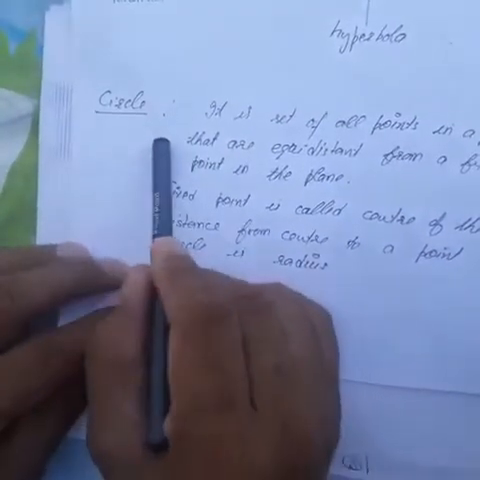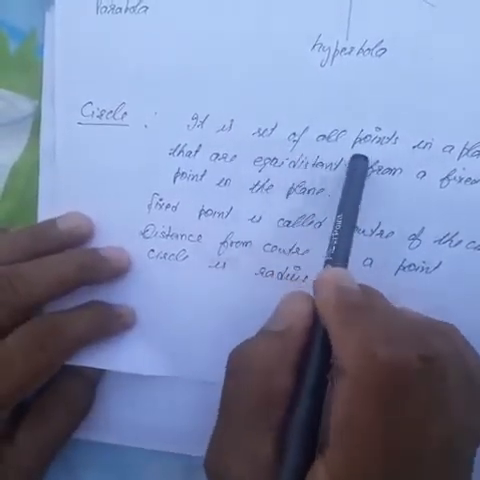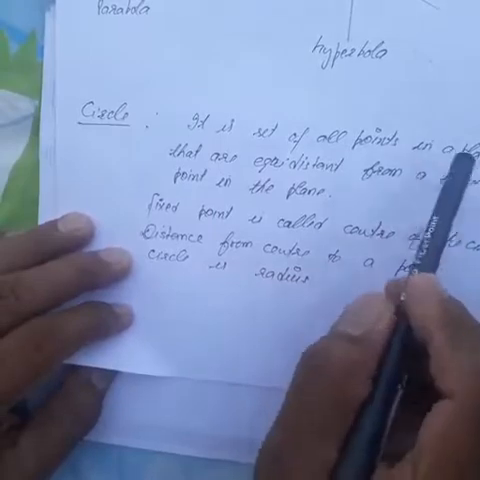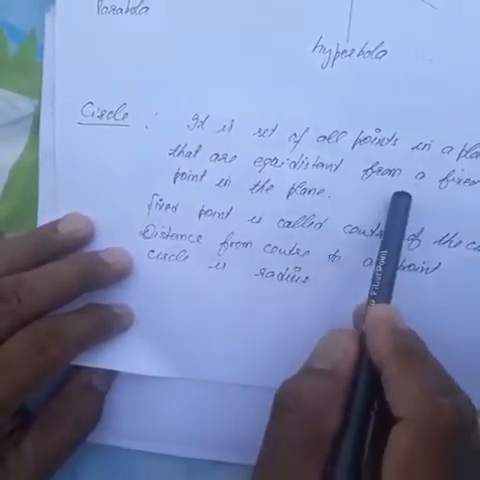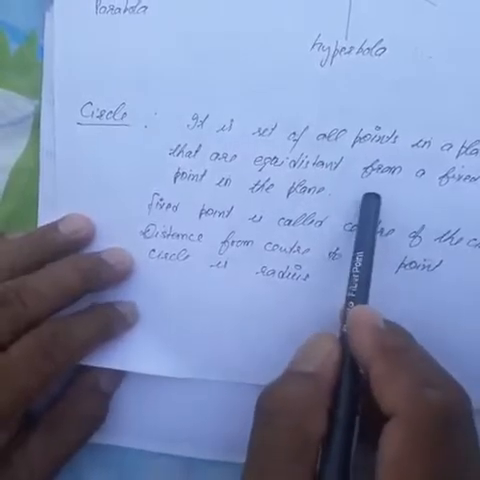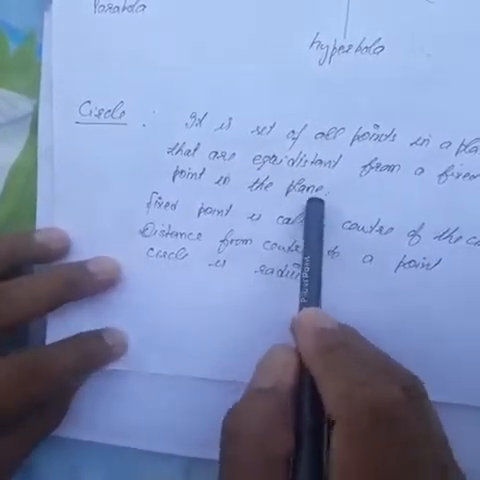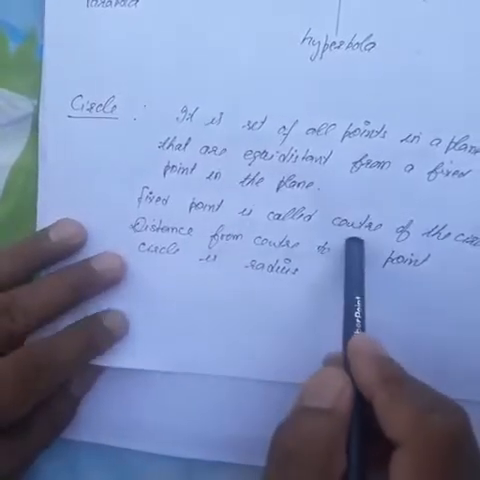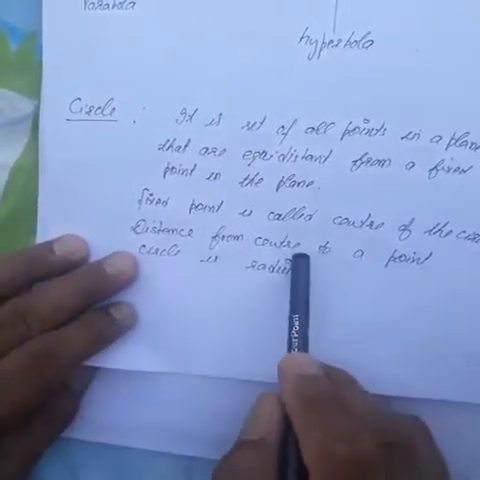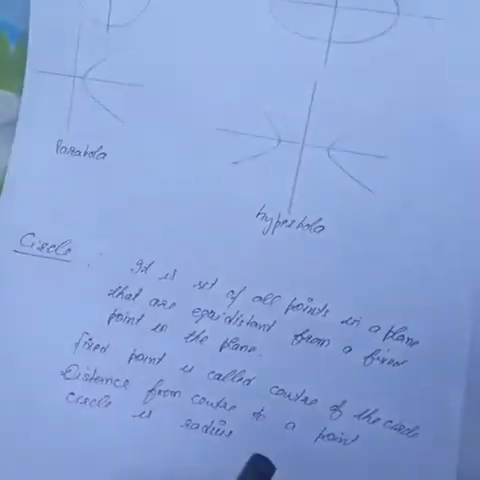It is the circle. Now how will you define a circle? It is the set of all points in a plane that are equidistant from a fixed point in the plane. The fixed point is called the center, and the distance from the center to a point on the circle is called the radius. So this was the definition.